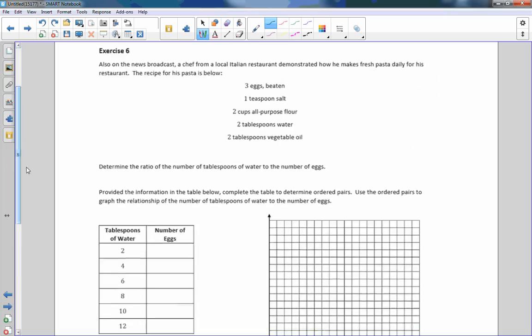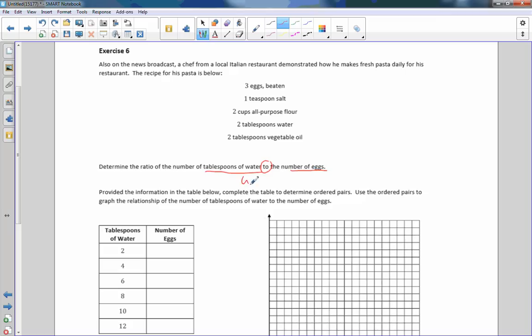Okay, here's exercise 6. This is a cooking problem. It says, also on the news broadcast, a chef from a local Italian restaurant demonstrated how he makes fresh pasta daily for his restaurant. The recipe for his pasta is below. He uses 3 eggs beaten, 1 teaspoon salt, 2 cups all-purpose flour, 2 tablespoons water, and 2 tablespoons vegetable oil. Determine the ratio of the number of tablespoons of water to the number of eggs.